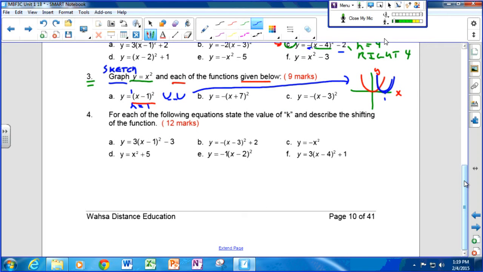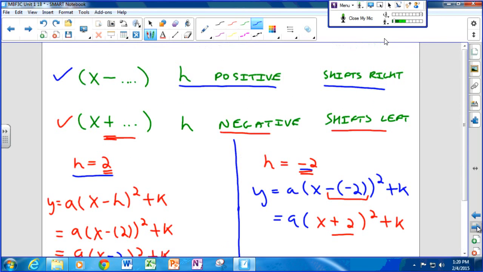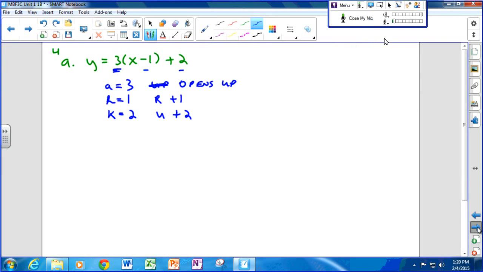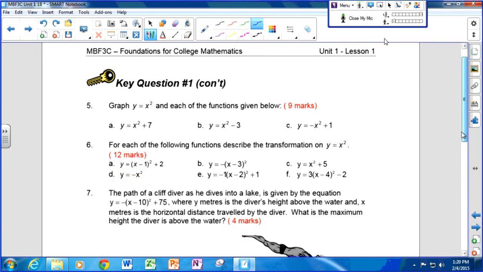Now, question 4. I think now it wants to know the value of k, and of course there we go. We have our values of k right there. And just again, the shifting of the function due to k. So just tell me whether it goes up or down, and how many units. Okay. And on to the next one.